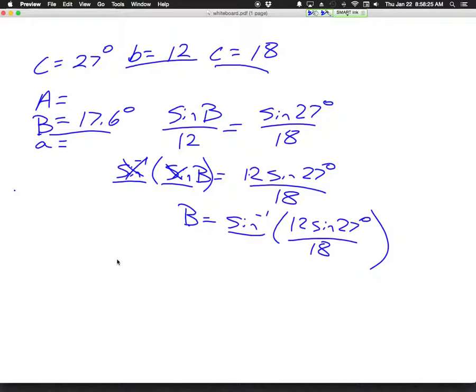Alright. So after I find angle B, what's going to be my next step? Find angle A. What am I going to do to find angle A? Add and subtract. Because if I've got 2 angles, I can automatically get the third. So I'm going to add these 2 together and subtract. So 27 plus 17.6 is 44.6, which gives me 135.4.